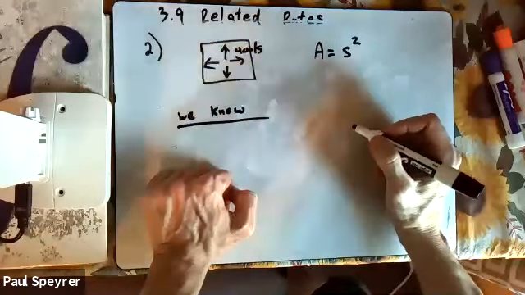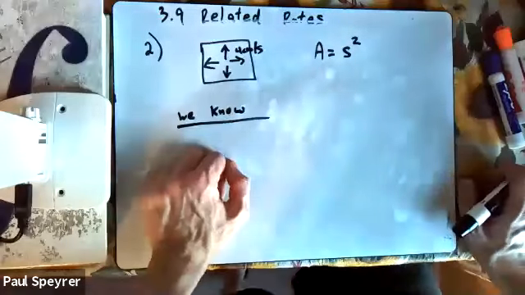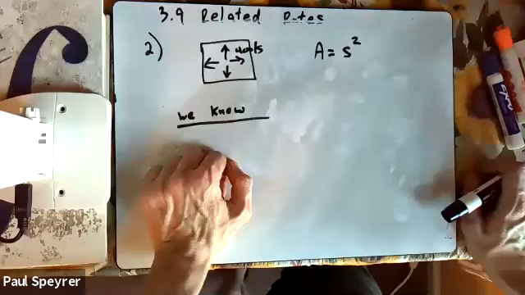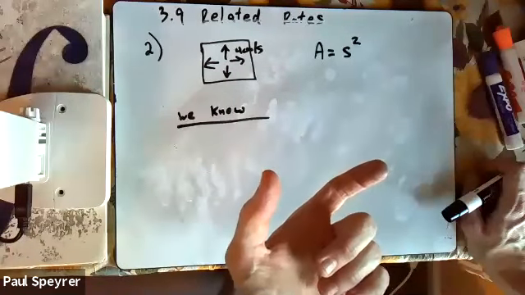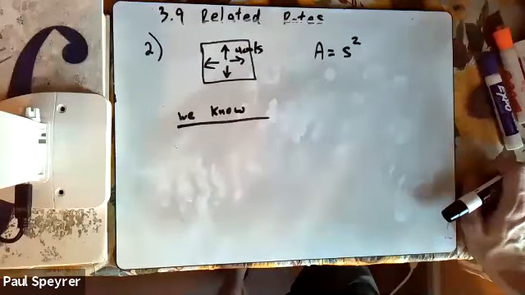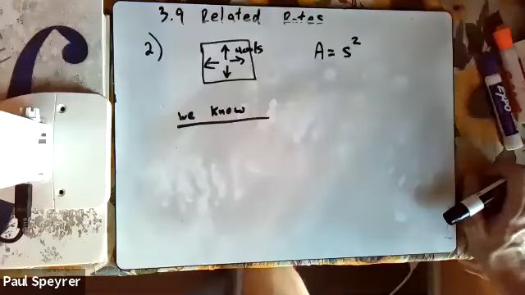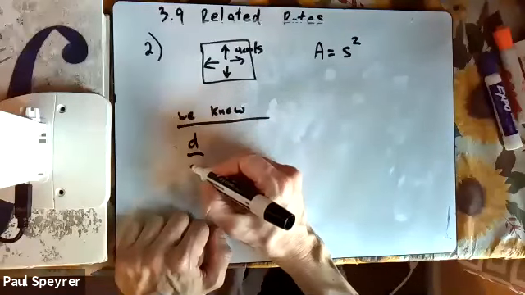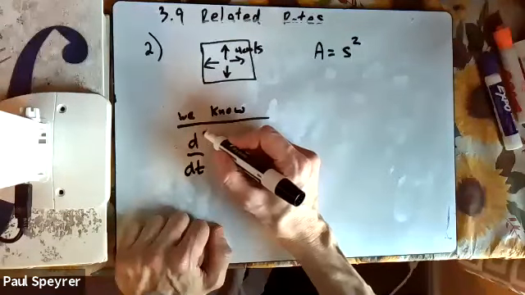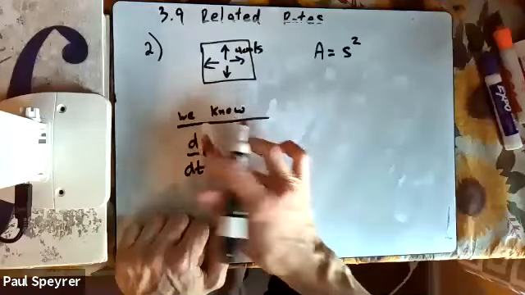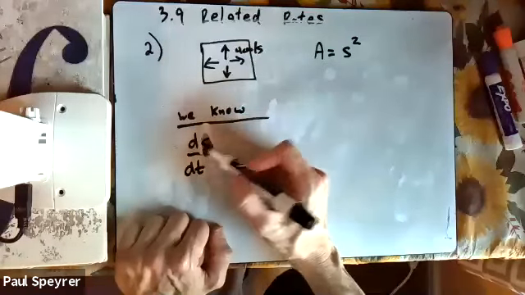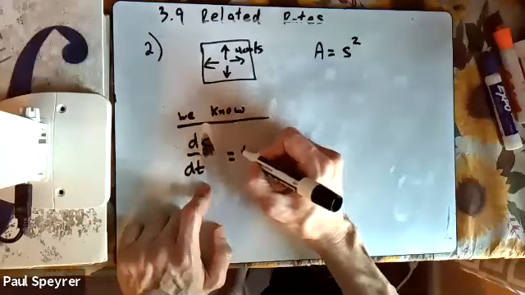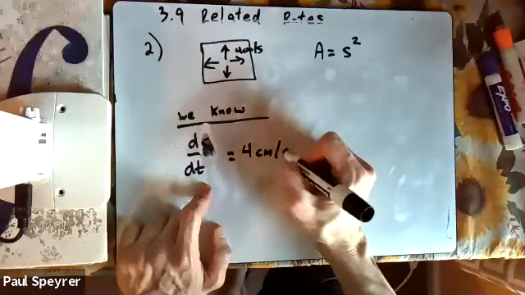Well, we got to know something, right? It's got to give us something else. It says each side of the square is increasing at a rate of 4 centimeters per second. So you see that phrase came up again, rate, increasing at a rate. So if it's increasing at a rate, that should tell you, oh, it's d something dt. Now it's saying the sides are increasing at a rate. So the side means it's going to be ds, right? The side is changing with respect to time. ds dt is 4 centimeters per second.